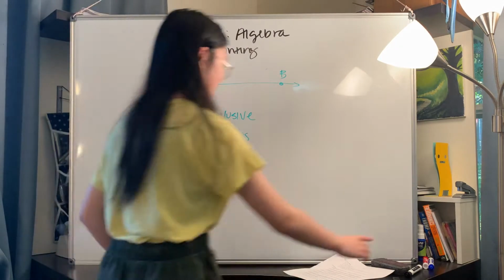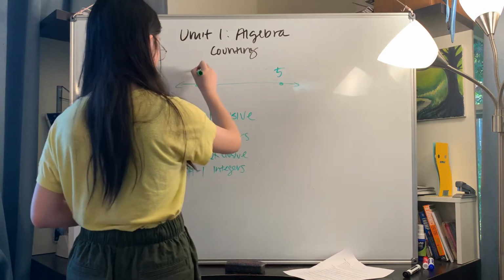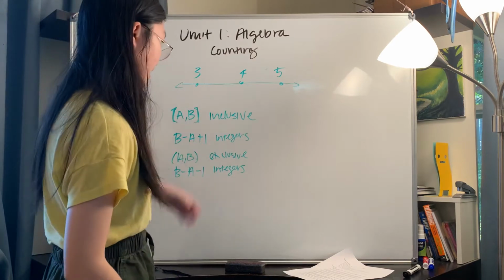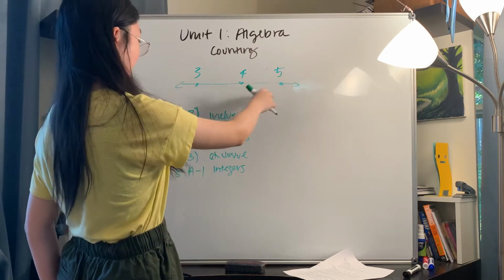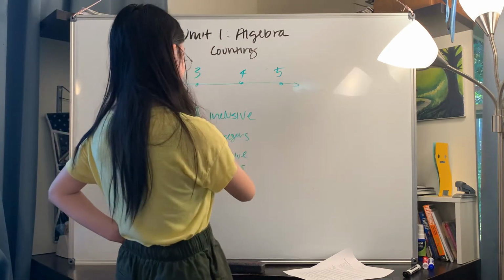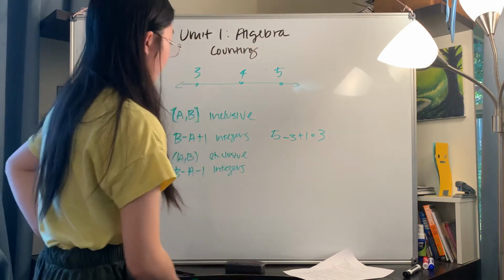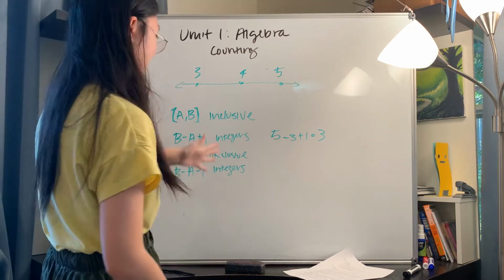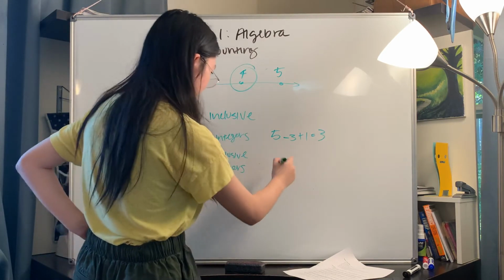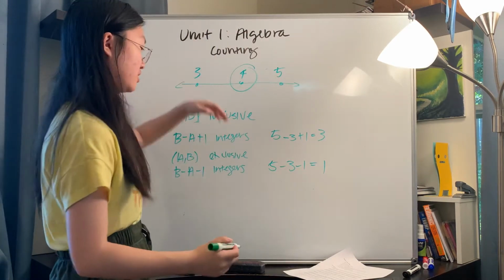So I'll do some practice numbers. For example, from 3 to 5, and so we just have 4 in between. So if we're counting this inclusive, we're including 3 and 5 in the count. We can clearly see that there are 3 integers. We would do this mathematically as 5 minus 3 plus 1, which is equal to 3. But if we calculate this exclusive, we will only have one number here, and that would be 4. And so the math for this would be 5 minus 3 minus 1. We only have one integer between the two.